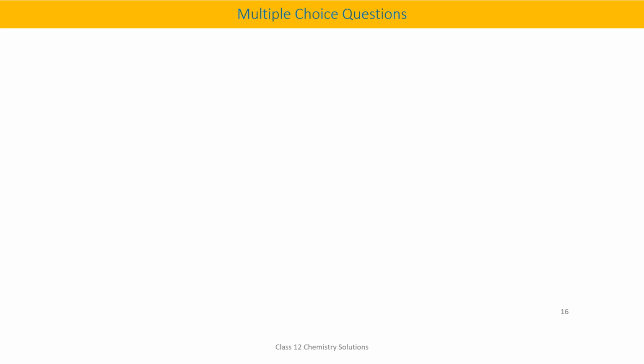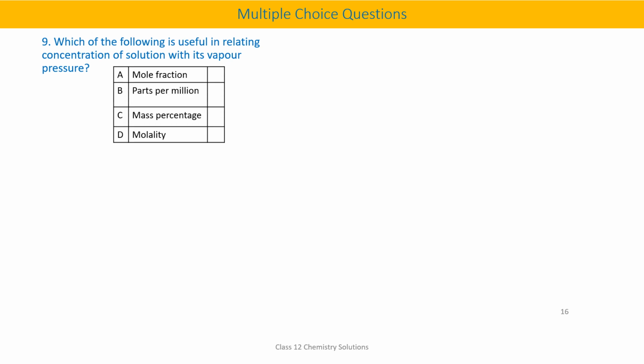We'll continue with multiple choice questions. Question number 9. Which of the following is useful in relating concentration of solution with its vapor? Option A is mole fraction, option B is parts per million, option C is mass percentage and option D is molality. You have to interpret, remember and mark. So option A is the correct answer. Next question.